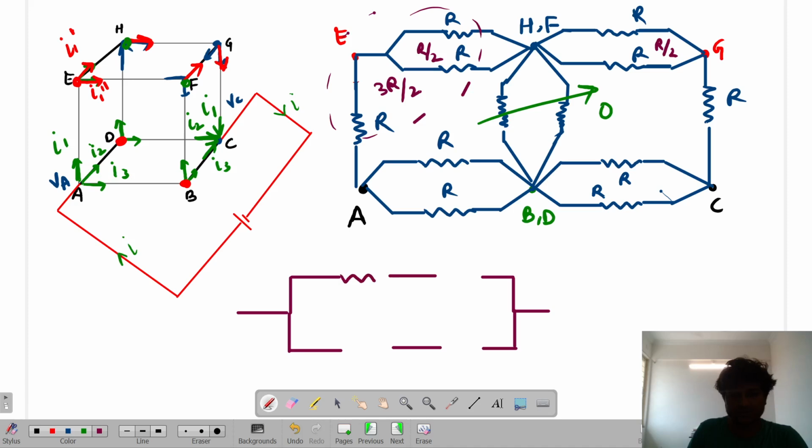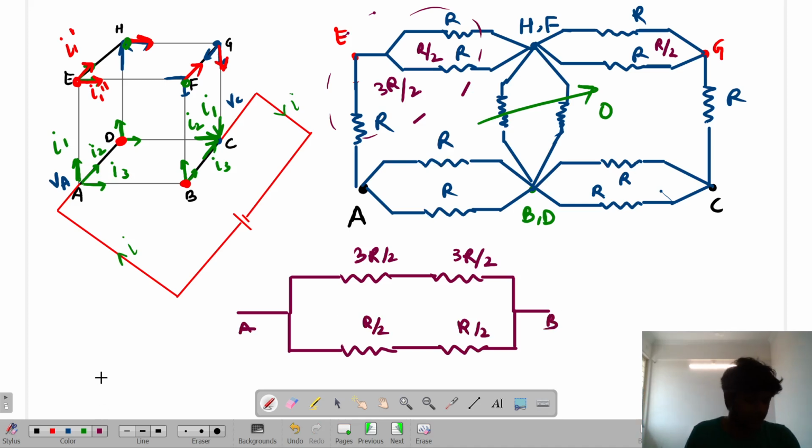So this is 3R by 2. This is also 3R by 2. This is also, this is just R by 2, isn't it? R by 2. So A and B. Can you find the net equivalent resistance then?